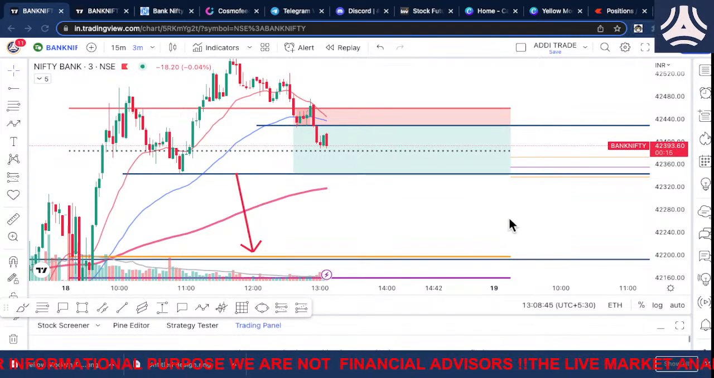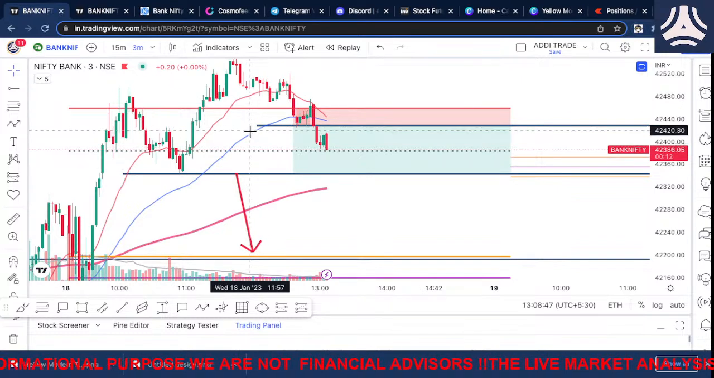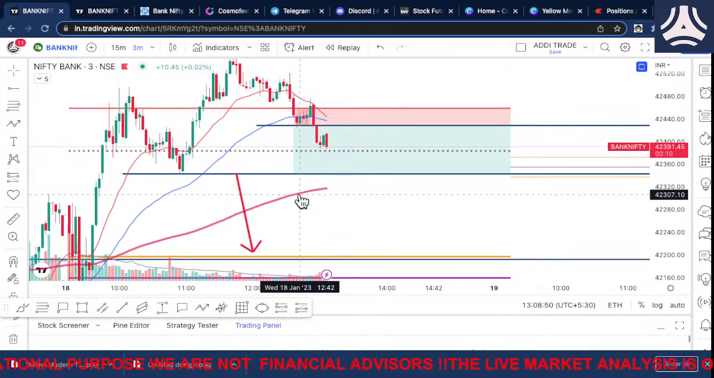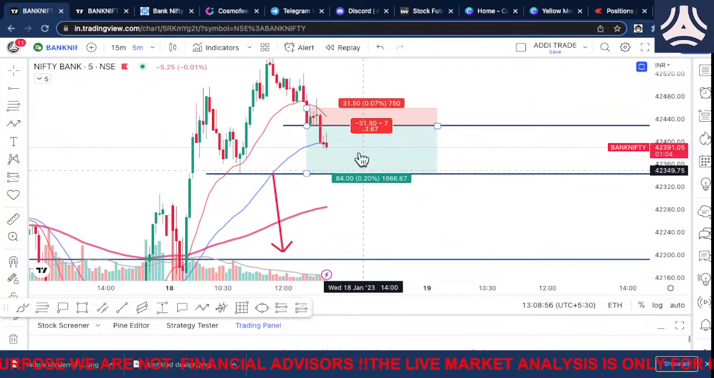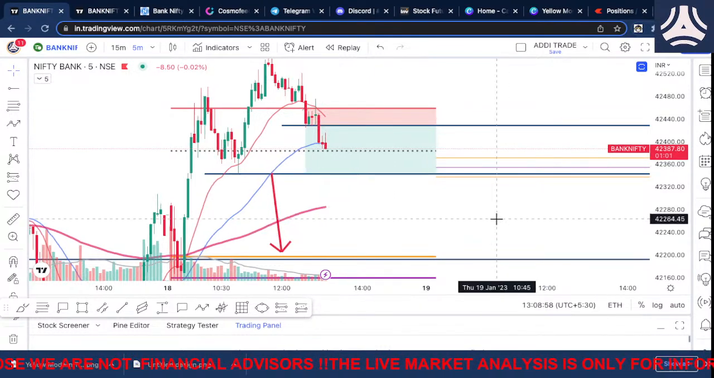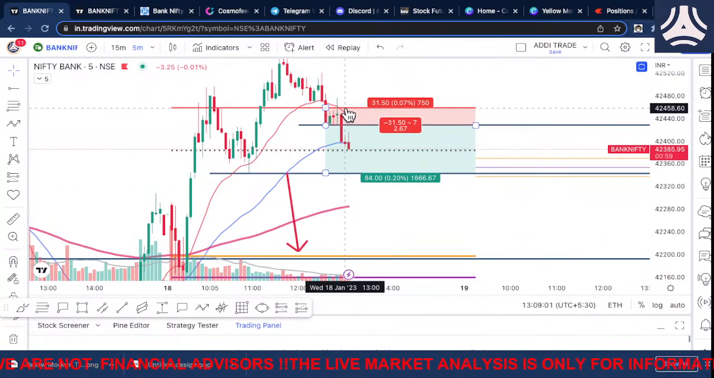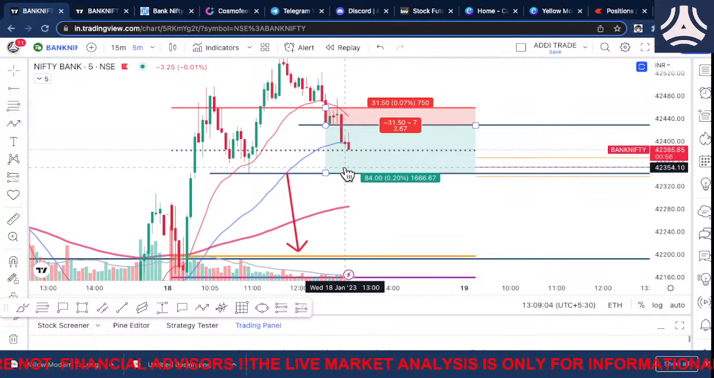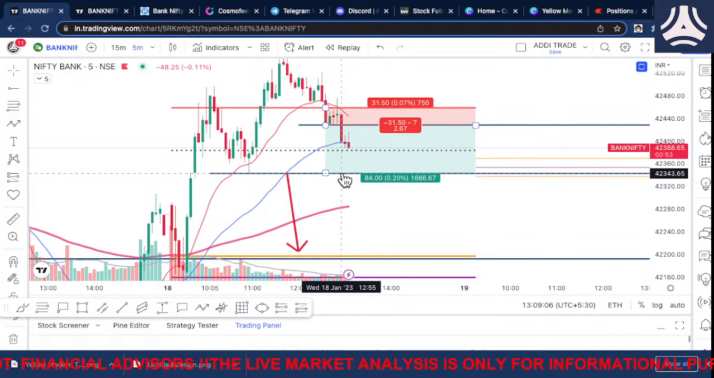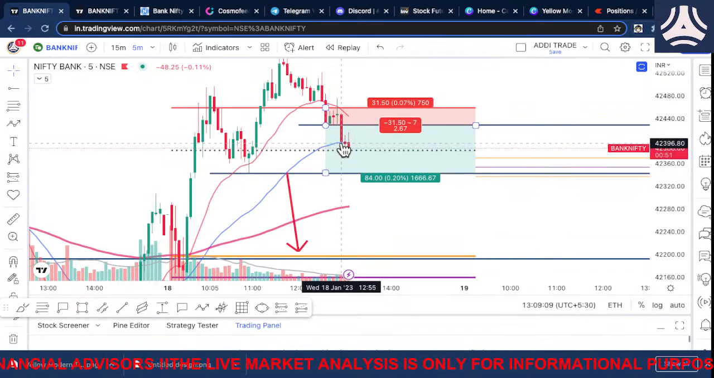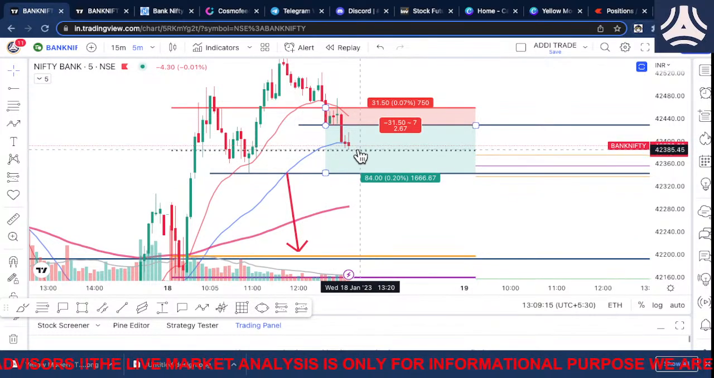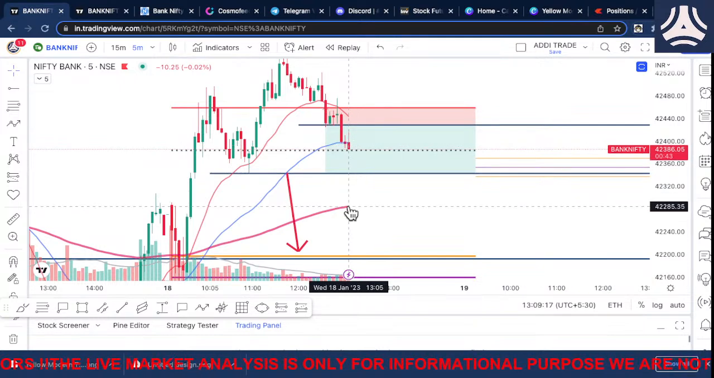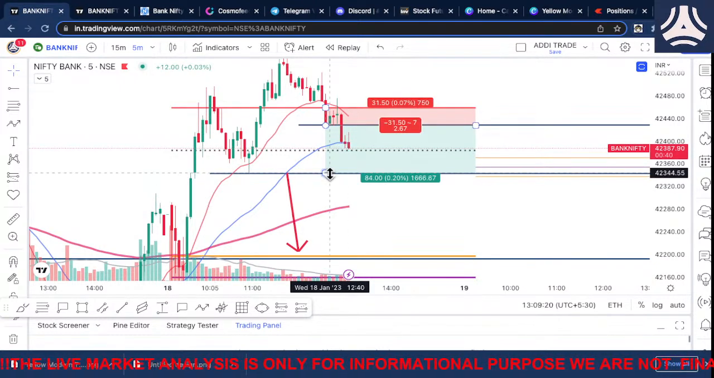Which moving average is it? This is the moving average: red is 20, blue is 50 and pink is 200. On 5 minute we got a close below the 20 MA and a close below the R1, so that's why we had this view that we might get a dip until here, and now we are hovering at the 50 MA. If we get a close below the 50 MA, probably this target will hit and maybe we can dip further if this level breaks, that is 42,340.